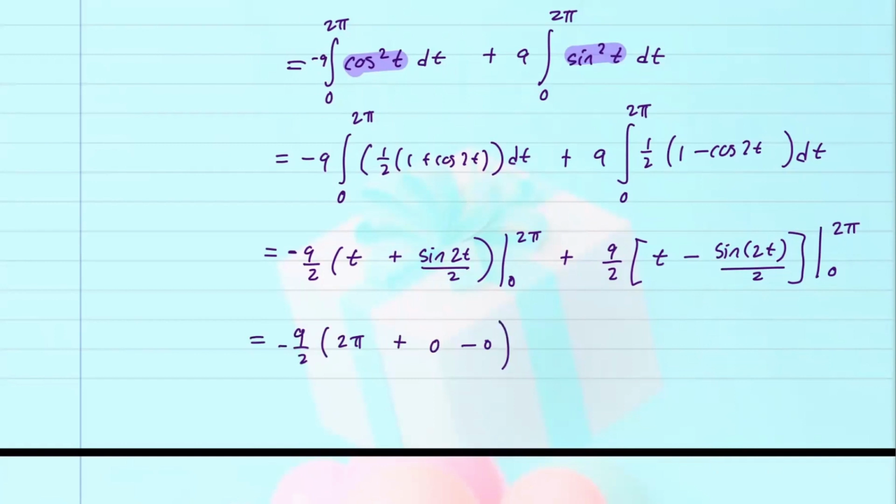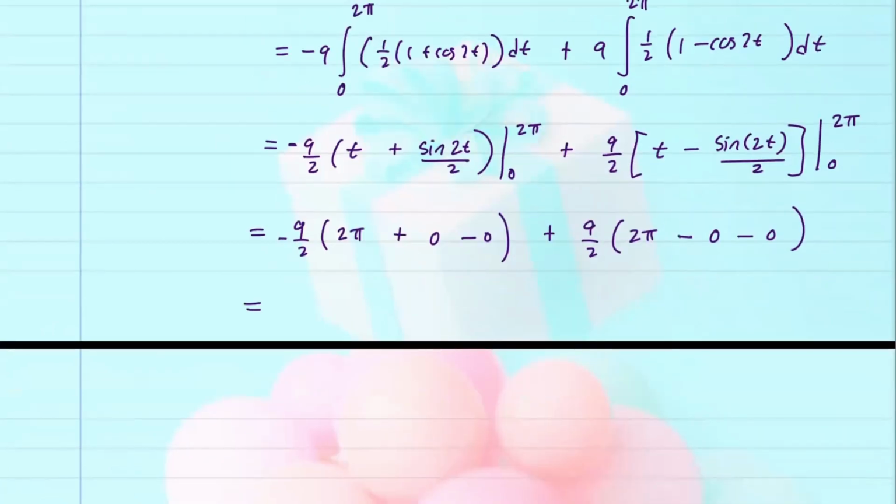For the second piece, we have 9 over 2. I replace t with 2 pi, that's the upper limit of integration, minus, as you plug in 2 pi, you're going to get sine of 4 pi. That's going to be 0. And for the lower limit for each component, you'll get 0. All right, so everything simplifies to negative 9 over 2 times 2 pi, and then plus 9 over 2 times 2 pi, which will simplify to 0.